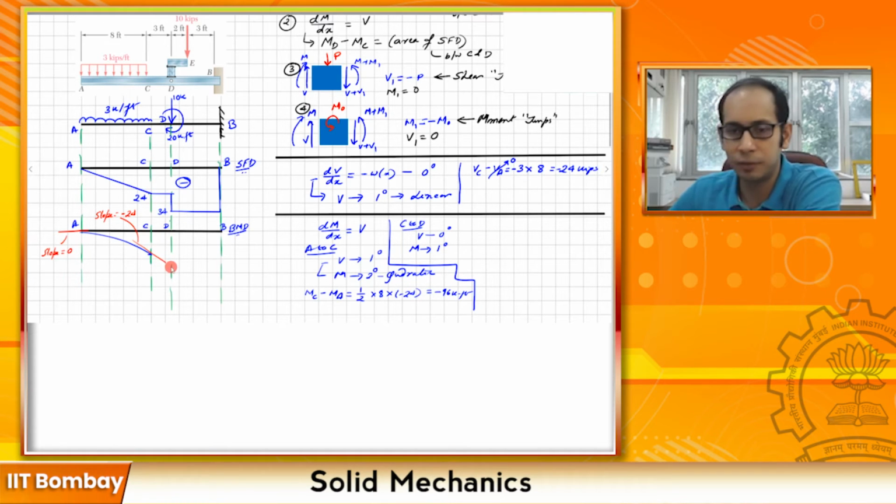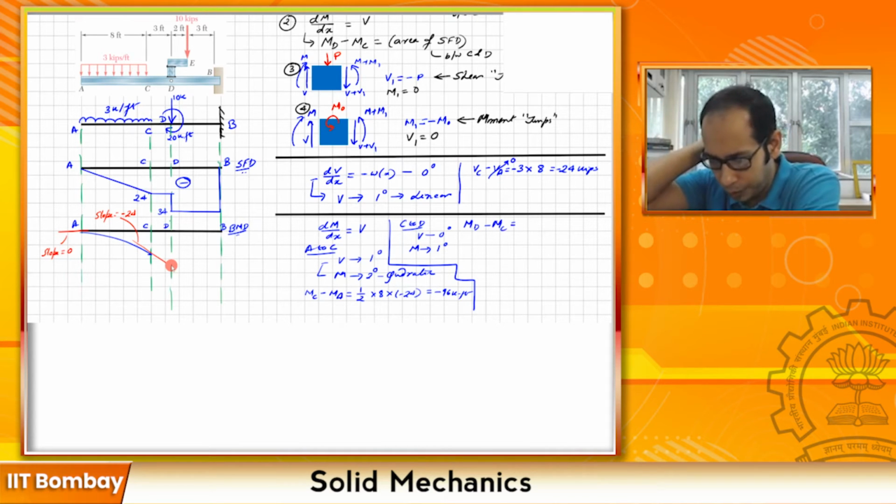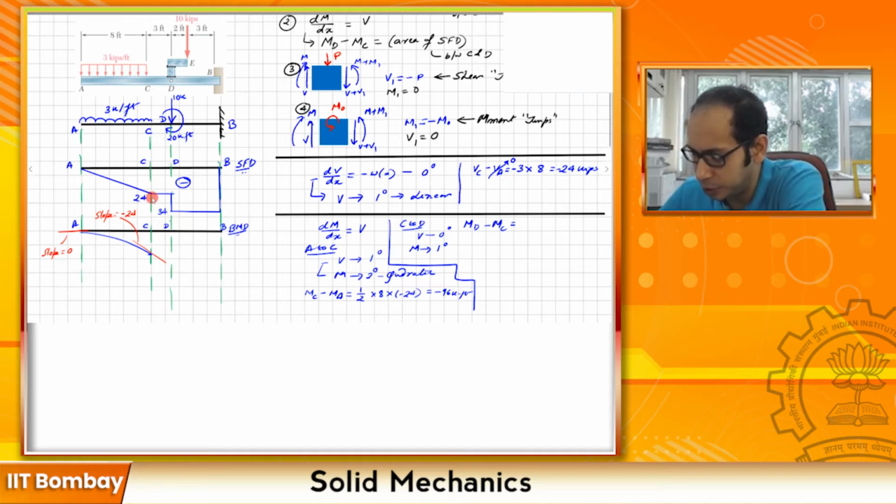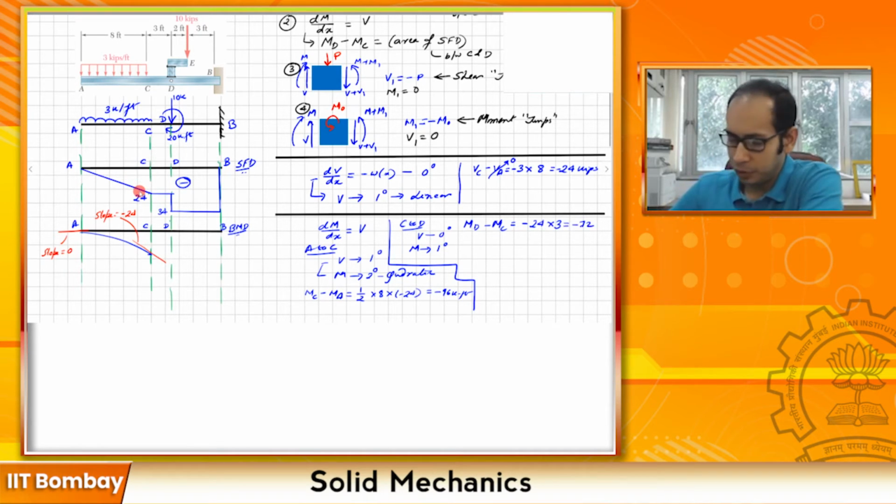So let's find the value of the moment at D. How do I find that? I have MD minus MC must be equal to the area of the shear force diagram between those 2 points, and that is this ordinate, 24, times this distance, so it is going to be minus of 24 times 3, that is minus 72.